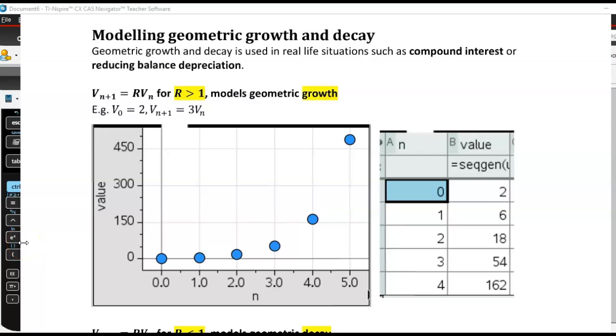Okay, so we're going to start talking about modelling geometric growth and decay. This is far closer to what happens in real life, especially when it concerns interest. We're far more likely to see that geometric growth in real life situations such as compound interest, which is usually the interest we get, or reducing balance depreciation. Geometric growth is non-linear growth, where it's increasing by different amounts every day.